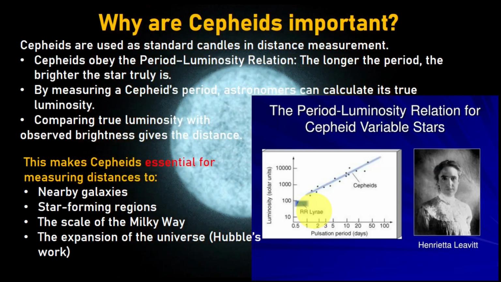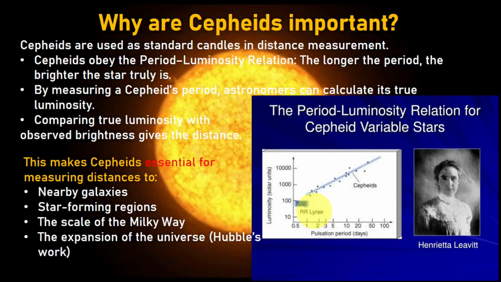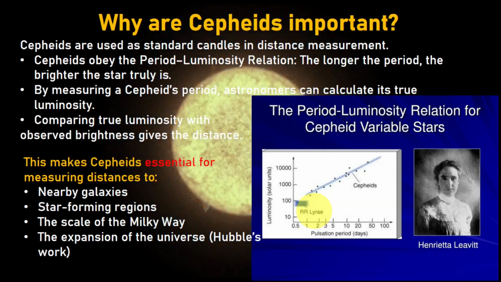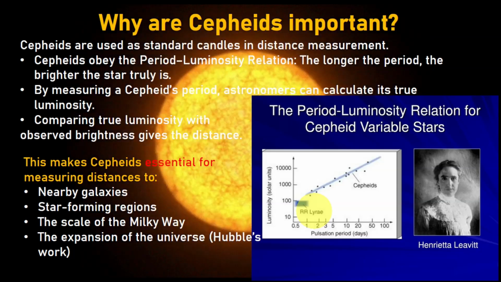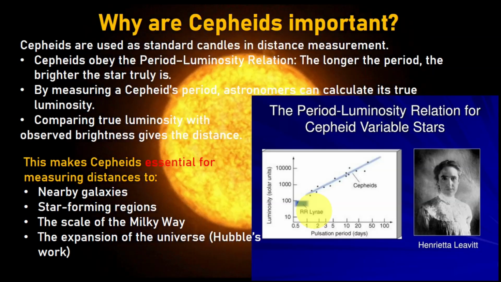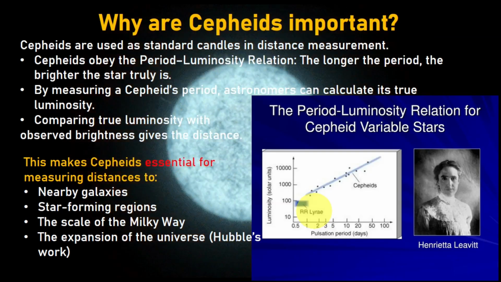And also the expansion of the universe. When Hubble discovered that the universe is expanding, he observed Cepheids in galaxies, and that helped him to calculate and come up with the idea that the universe is expanding because the distances expand.